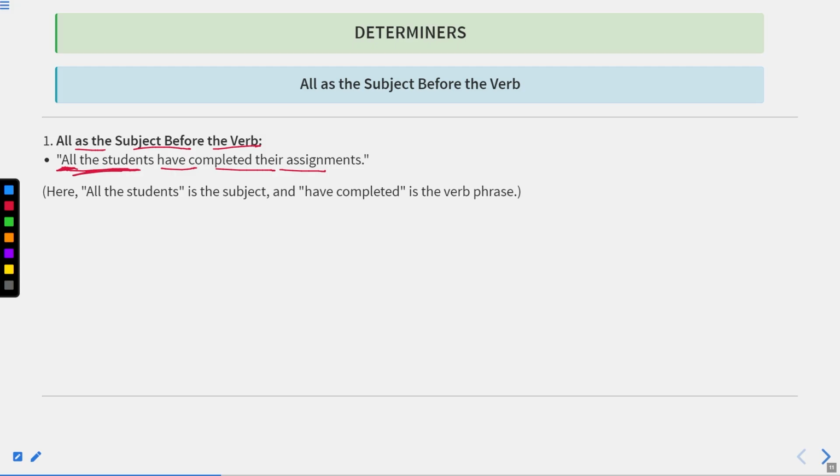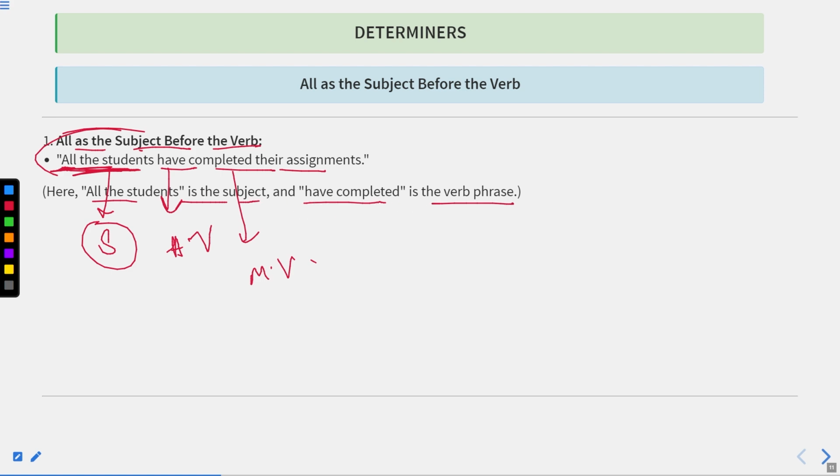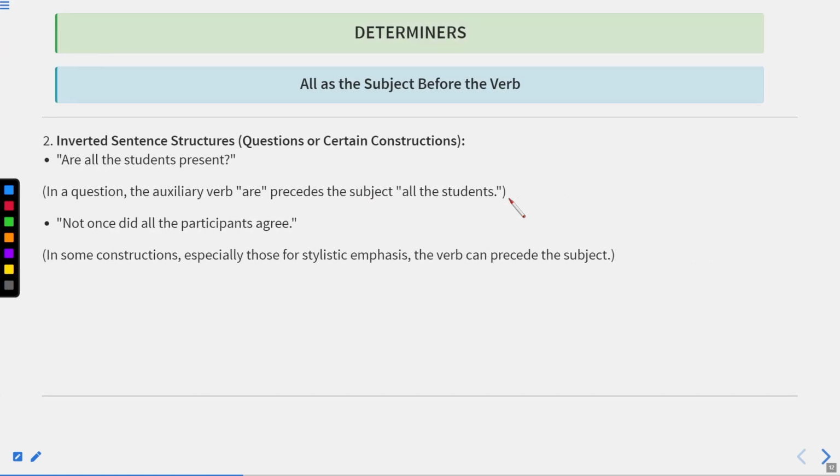Now, all the students, we are talking about all the students. It means this is the subject of the sentence. Have is the auxiliary verb, and completed is the main verb. All the students is the subject, and have completed is the verb phrase. Inverted sentence structures: are all the students present? Whenever we have question structures or interrogative sentences, we can alter the sequence of the sentence. In a question, the auxiliary verb are precedes the subject, all the students.